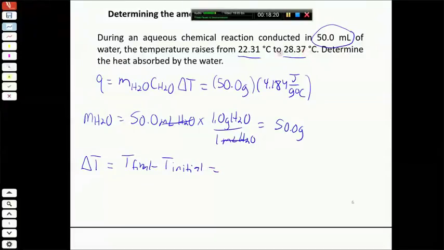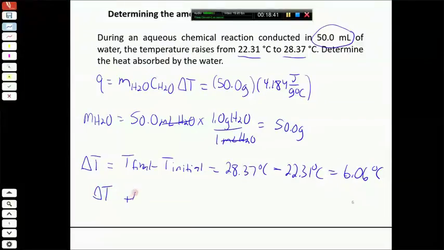So our final temperature, the water raises from 22.31 to 28.37. So the final is 28.37 degrees Celsius. The initial temperature is 22.31, which means our delta T is 6.06 degrees Celsius. So that's the change in temperature. And remember that delta T is the same in either degrees Celsius or Kelvin. So we could have said this delta T is 6.06 Kelvin. Anytime we're talking about a difference in two temperatures, the numbers will come out the same.